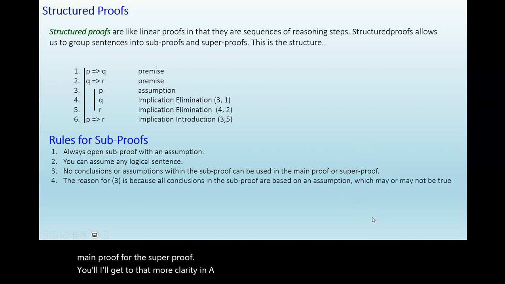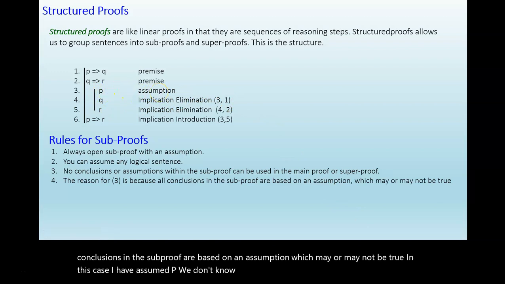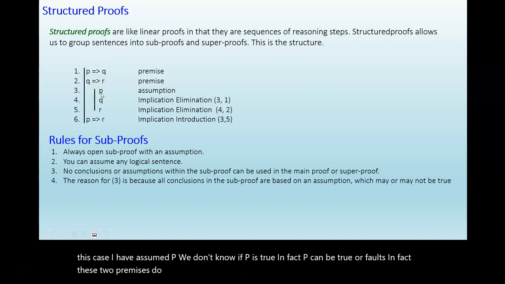And the reason for number 3 is because all the conclusions in the subproof are based on an assumption which may or may not be true. In this case, I have assumed P. We don't know if P is true. In fact, P can be true or false. In fact, these two premises do not entail P, which means we cannot know whether P is true or false based on those premises.